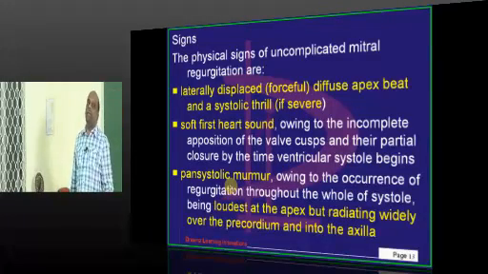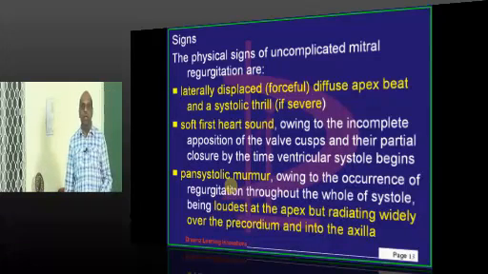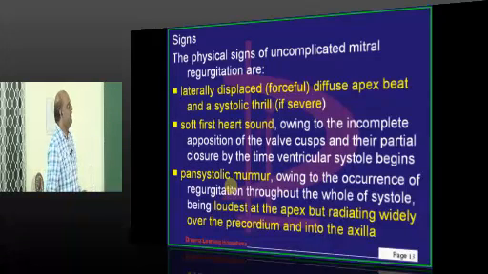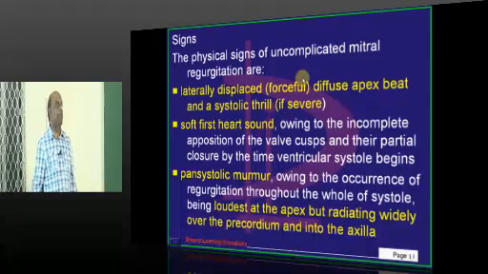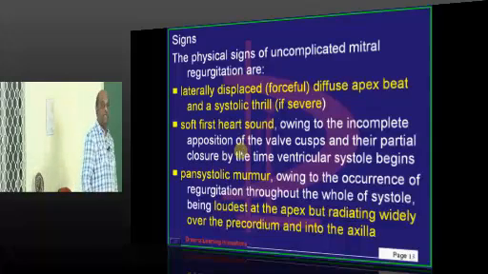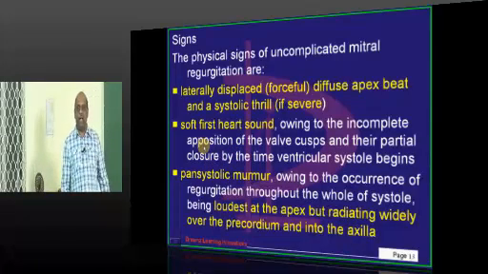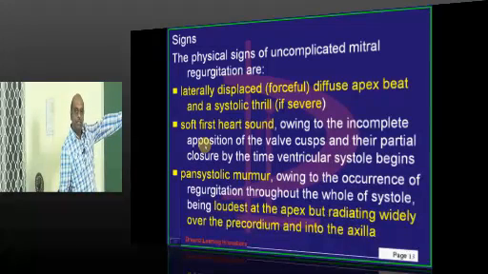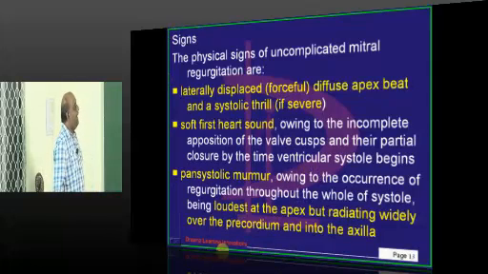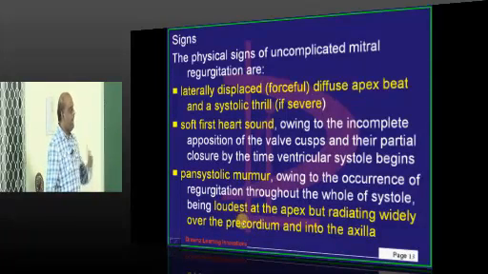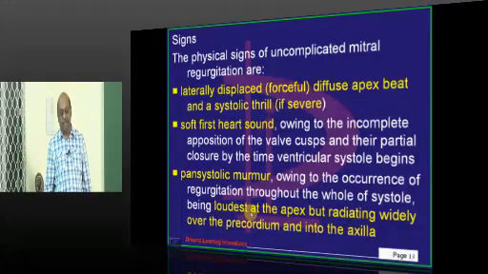Now, if you clinically examine, what do you find in a patient who has mitral regurgitation? The dilated ventricle will lead to a laterally displaced diffuse apex beat with a systolic thrill. There is a soft first heart sound. There is a pan-systolic murmur. You can't listen to the first or the second heart sound. What you listen to is only a zzz, zzz kind of pan-systolic murmur. Typically it is loudest at the apex and radiates widely throughout the precordium, including to the axilla. The mitral regurgitation murmur.